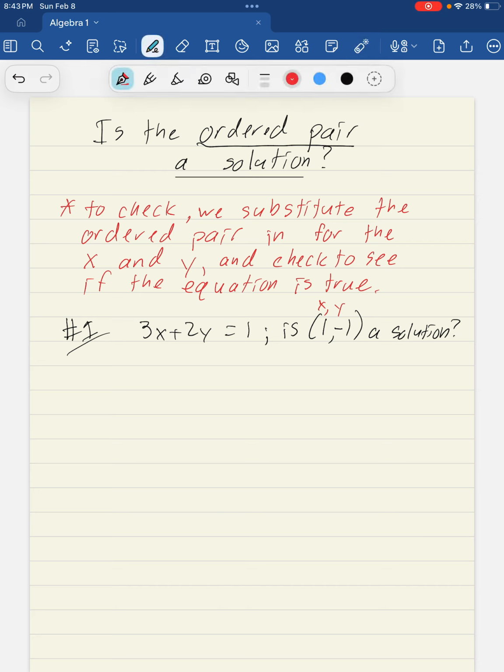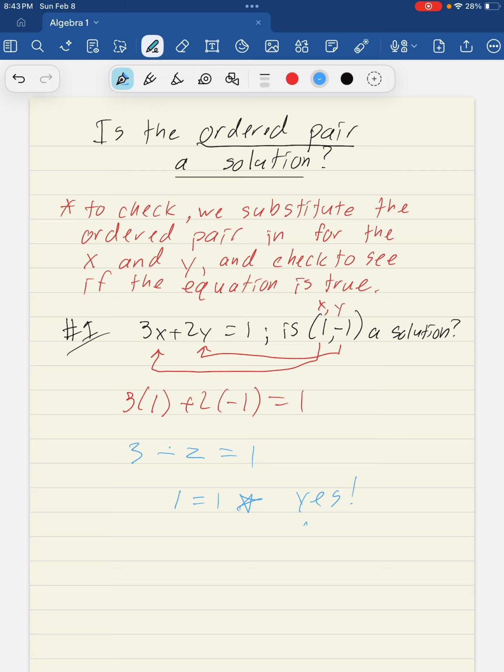The way we check that is by taking the x-coordinate, substituting it in for x, and the y-coordinate and substituting it in for y. And then we just see if the equation is true. So if we do that, we get 3 times 1 plus 2 times negative 1 equals 1. And then we just solve this. 3 times 1 is 3. 2 times negative 1 is minus 2. 3 minus 2 is 1. 1 equals 1. Hey, that's true. Because this is true, we can say yes, (1, negative 1) is a solution.